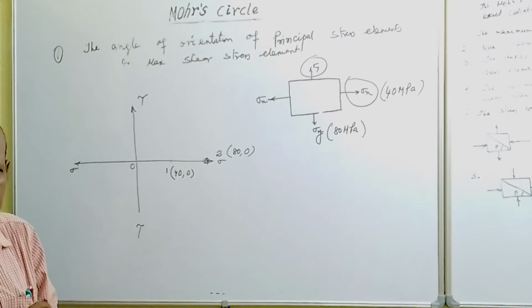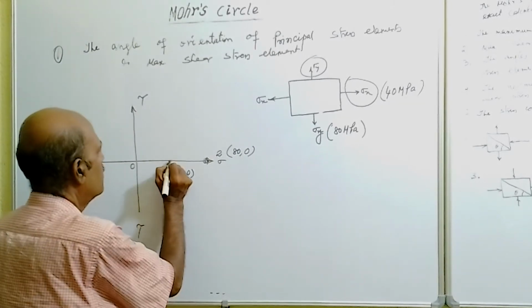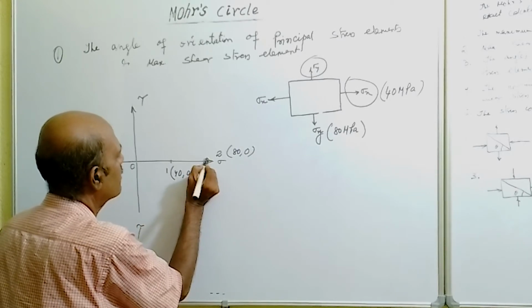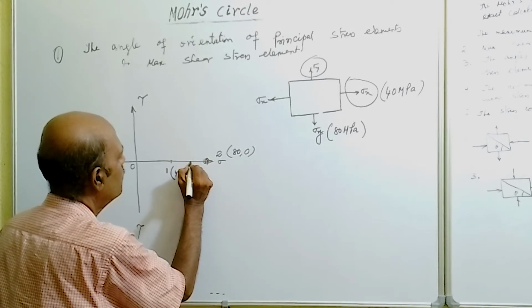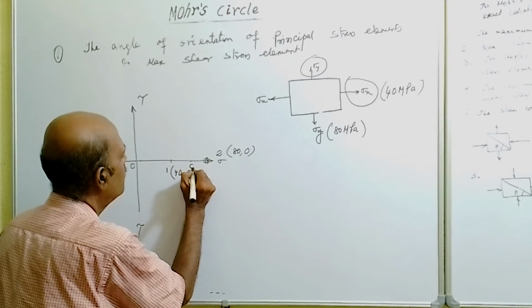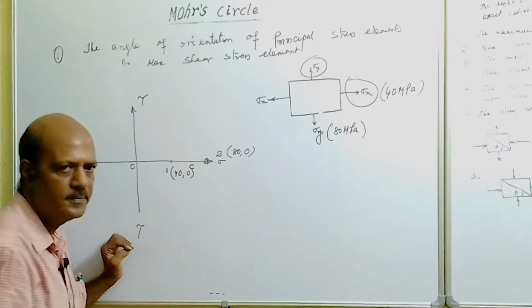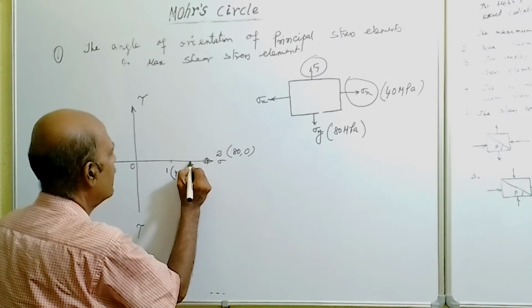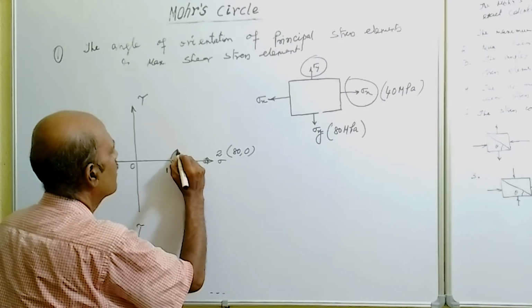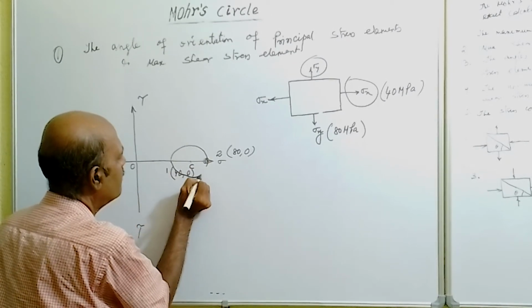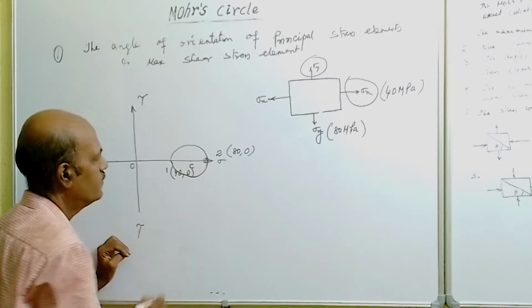Now in this case, this is point 1, this is point 2. Divide this distance into 2 equal parts. So you will get the center of Mohr circle. Now by taking this one as center and this one as radius, complete the circle. So this circle becomes Mohr circle.